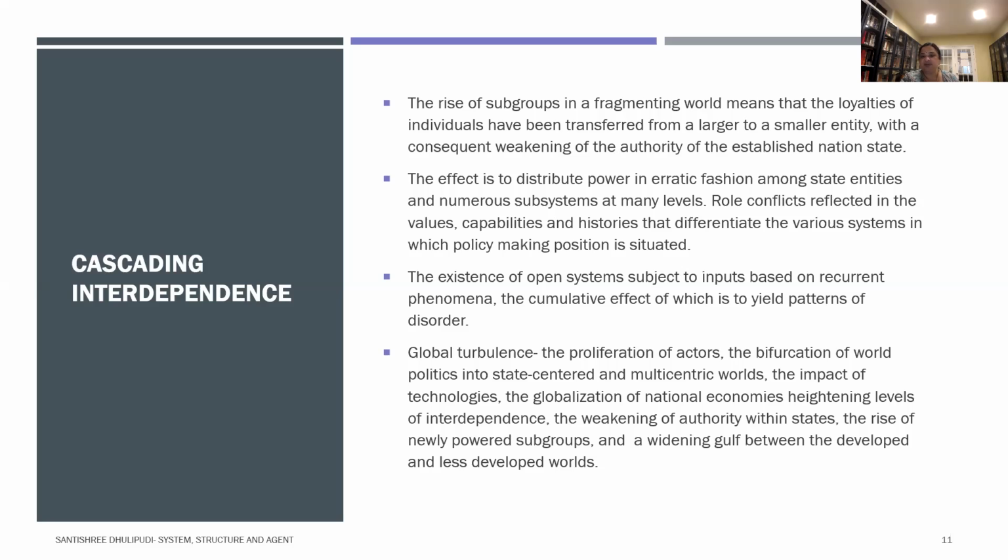The existence of open systems subject to inputs based on recurrent phenomena, the cumulative effect of which is to yield patterns of disorder. Global turbulence, the proliferation of actors, the bifurcation of world politics into state-centered and multi-centric worlds, the impact of technologies, the globalization of national economies, heightening levels of dependence, the weakening of authority within states, the rise of newly powered subgroups, and a widening gulf between the developed and the developing worlds.